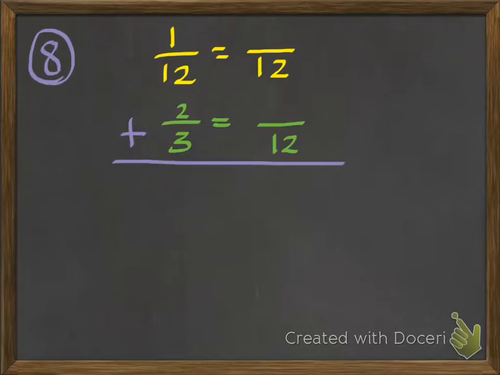Number 8. 1/12 plus 2/3, and I've already given you 12ths as the common denominator.